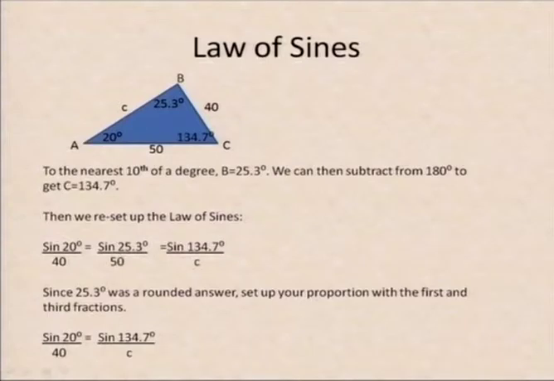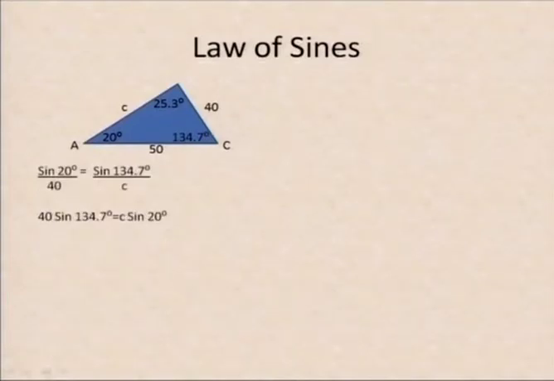So neglecting to write the middle one for now, we have another problem that we can figure out the side that's going on there. So we're going to solve that. Let's go on here and see where we were. Let's set it up now. 40 sine 134.7 equals C sine 20.